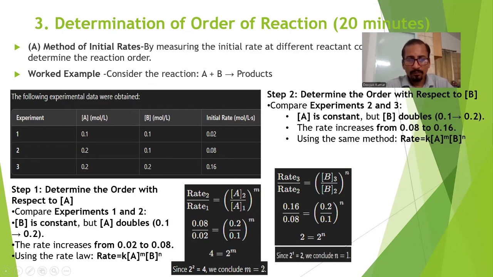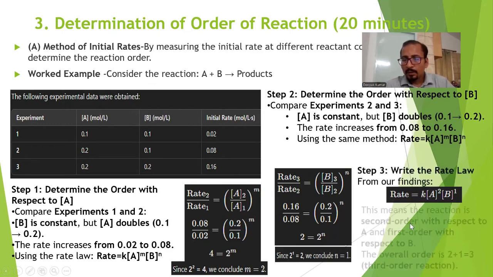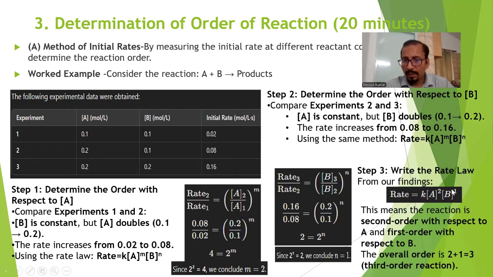So now we have got the values of m and n. From here, we can easily get the expression, and by adding the powers of the molar concentrations of the reactants, we'll get to know the order of reaction. So the data given here follows third order kinetics.